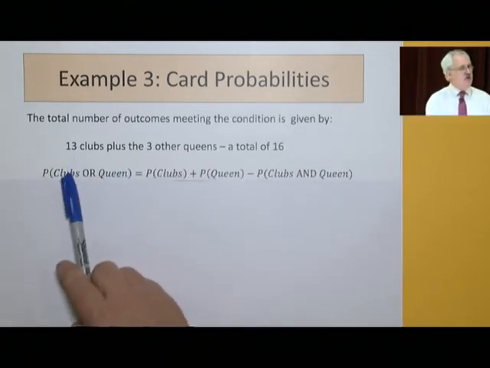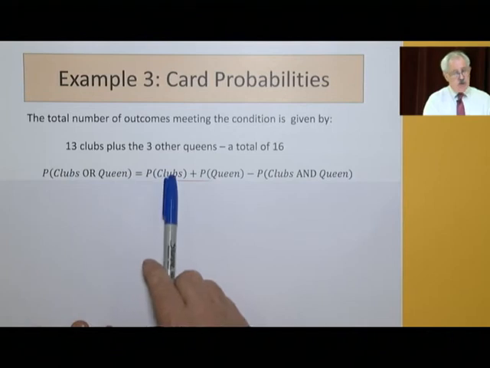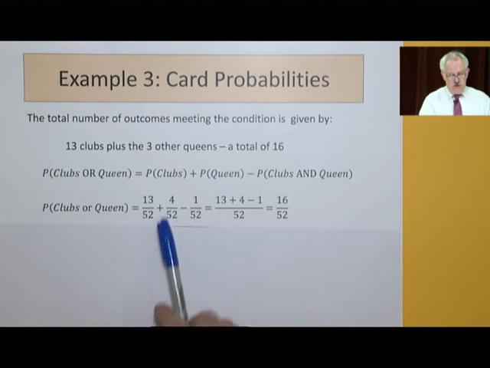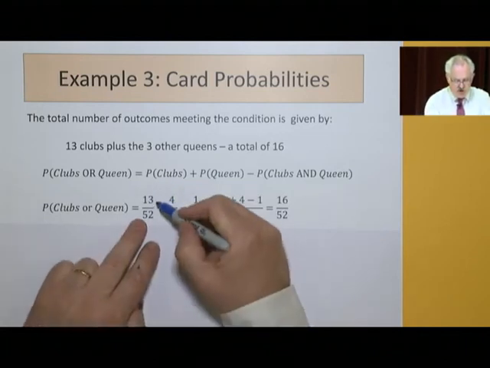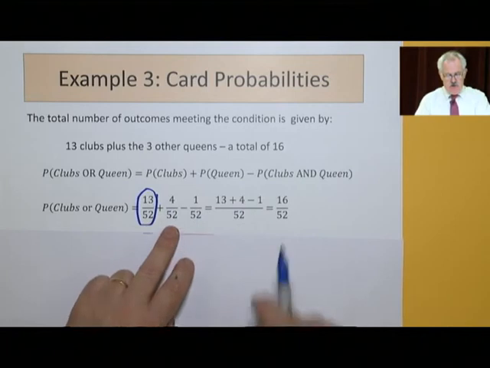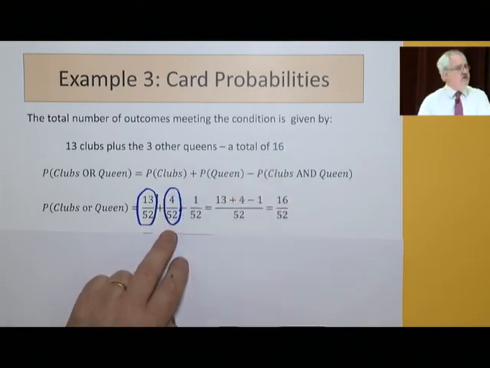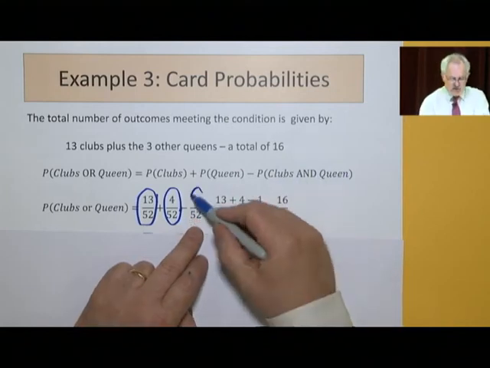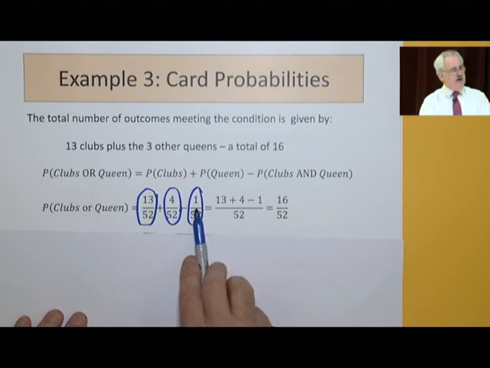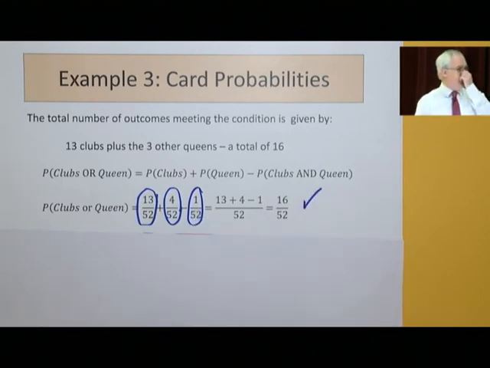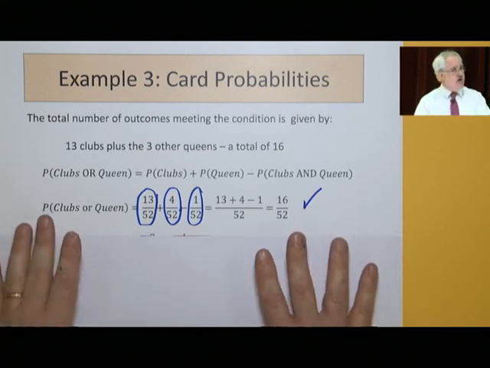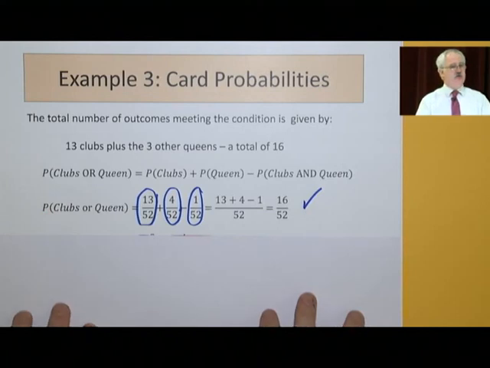So what's the probability of a club or queen? It's the probability of clubs plus the probability of queens minus the probability of both. Well, the probability of clubs, there are 13 of them over 52. Queen, you have 4 over 52. And you have 1 that's both a club and a queen. That's the minus there. So 13 plus 4 minus 1 gives us the 16 over 52. So we now know that we can use this method with the formula confidently, because we've used it also in our own understanding and with the sample spaces.